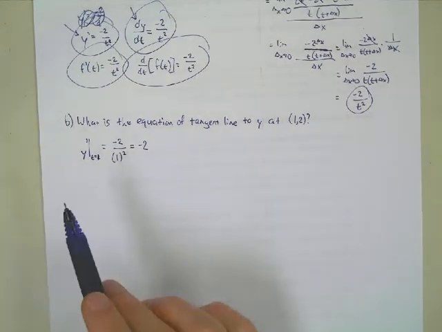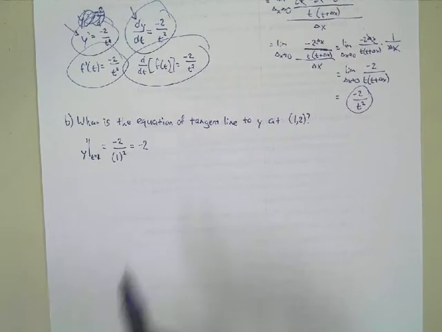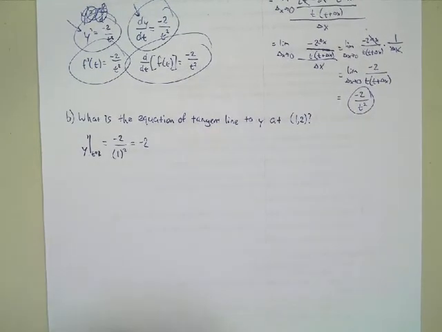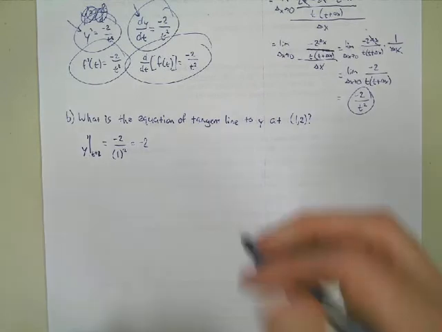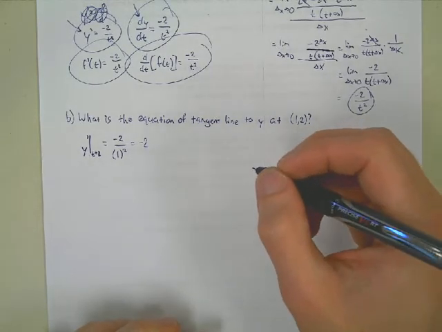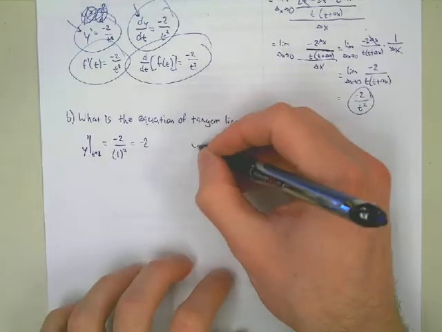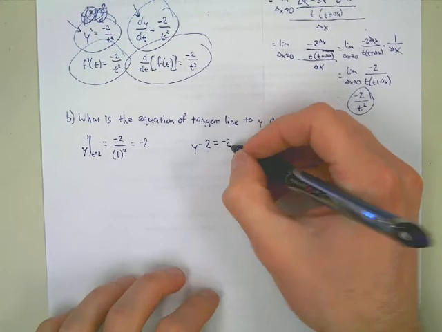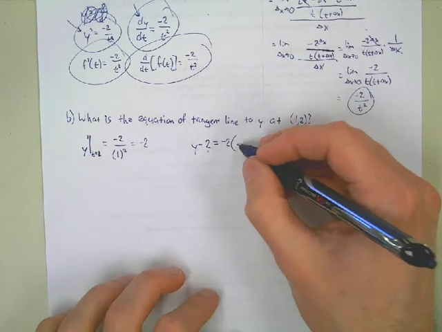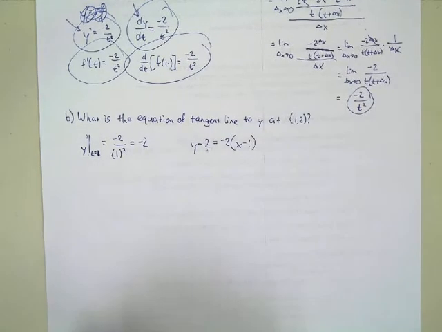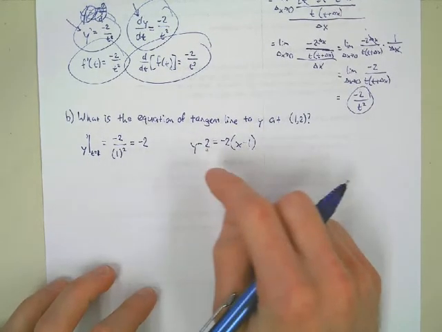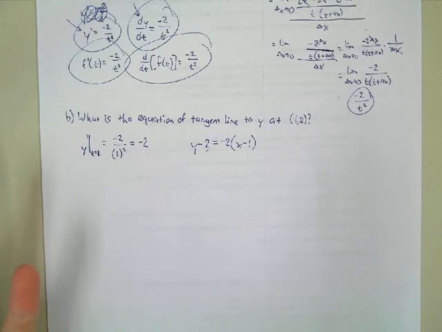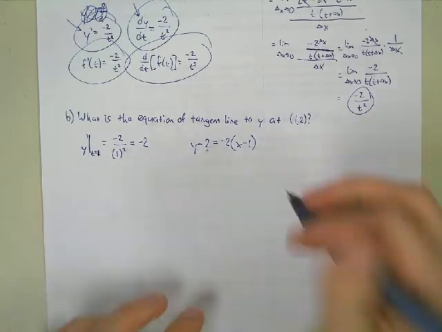So, there's my slope. Great. So, how do I write the equation of a line? You take the original point: y minus 2 equals negative 2, parentheses. And you can see now why I wanted you guys to learn point-slope form, because we're done. We don't need to find a y-intercept. The work is done for us. There it is. That's the equation of our tangent line.